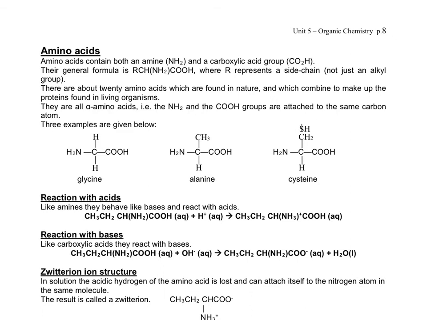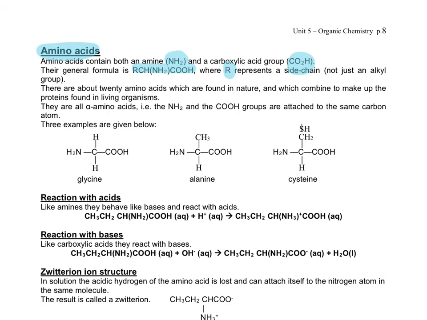Another nitrogen-based organic compound you're expected to know about is the group of amino acids. An amino acid is going to have an amine group, an NH2, and a carboxylic group, a CO2H as well. They have the general formula RCH(NH2)COOH, where R represents a side chain, and your group of amino acids just has loads of different side chains, but always will have a CH, NH2, COOH.